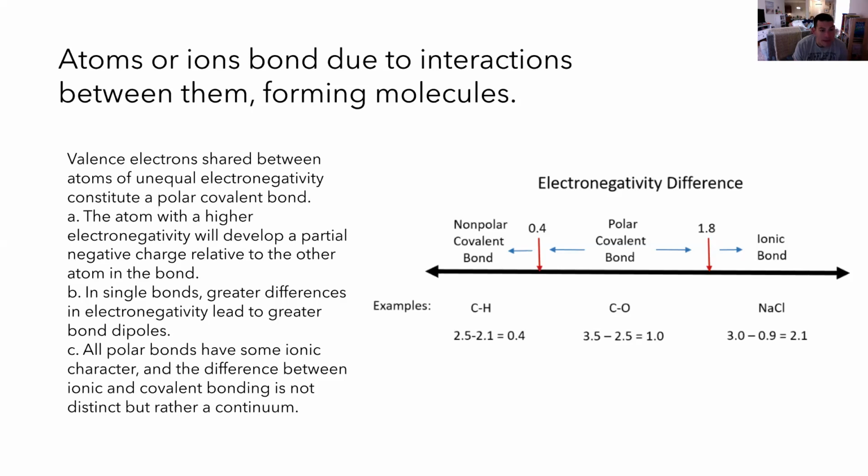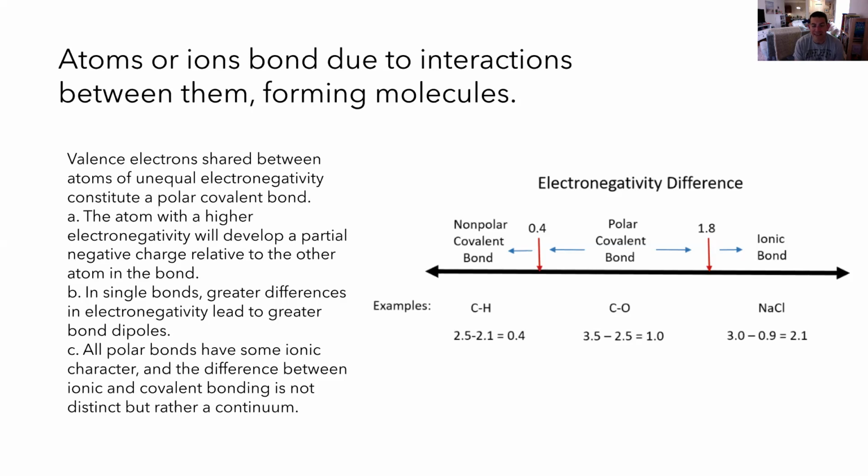Now, in single bonds, greater differences in electronegativity lead to greater bond dipoles. That dipole does have its own kind of scale. We can get a more significant, a bigger dipole, or we could have a relatively small dipole. So it's important to think of it as a sliding scale. And all polar bonds have some ionic character, and the difference between ionic and covalent bonding is not distinct, but rather a continuum.